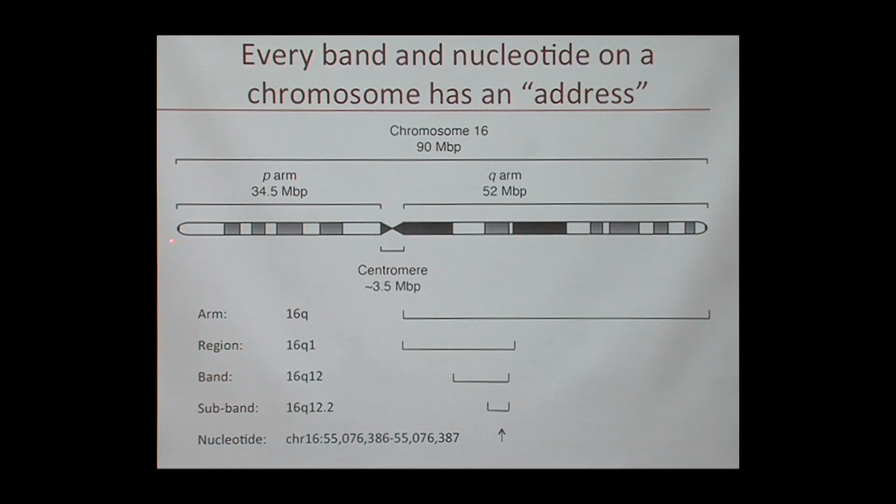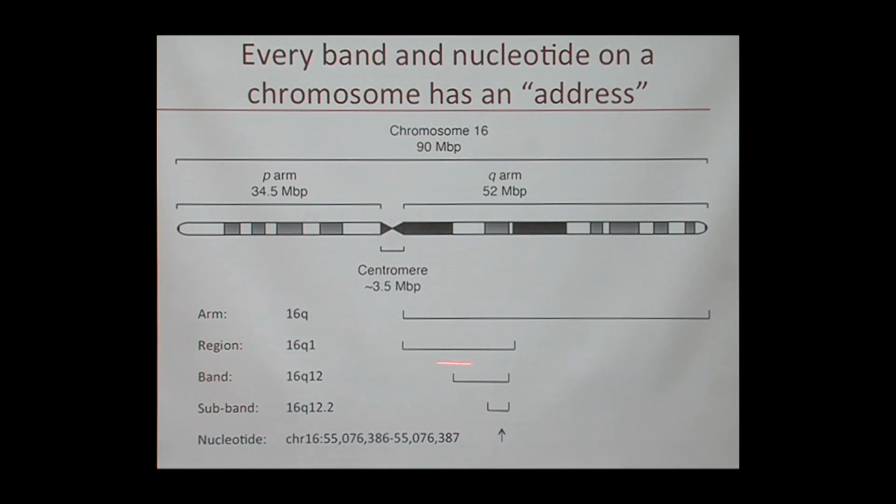Now, within that chromosome, if I'm trying to communicate with someone over in Boston and say, I found a really interesting thing on chromosome 16, I need some way of being able to tell them where to look. Remember, there's 3 billion of these. And so within this, we have various different types of addresses. So the first address we have is which arm it's on. So this is the Q arm, the long arm, and it's chromosome 16.